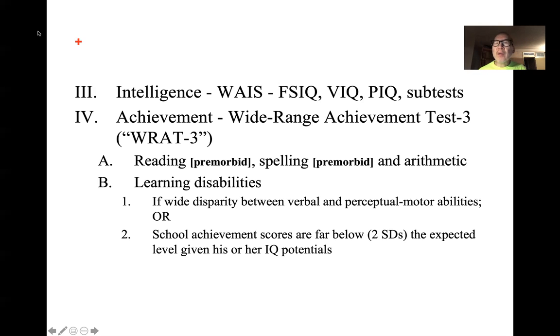Okay. Now, in the determination of learning disability, one criterion is if there's a wide disparity between verbal and perceptual motor abilities. Yeah, if there's a statistically significant difference between the two. The other criterion is whether they are performing about 2 standard deviations below their expected grade level. Okay, it often translates to if they're a 4th grader, but they're performing at the 2nd grade level on, let's say, reading or spelling or math. Yeah.